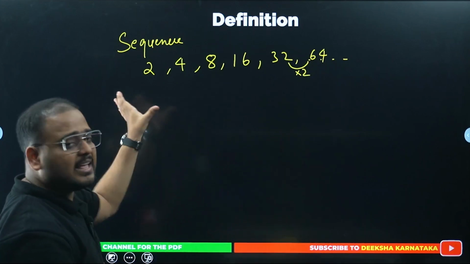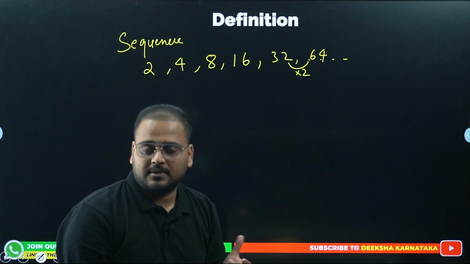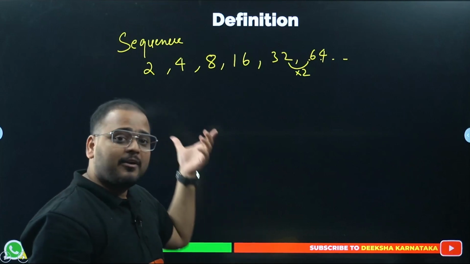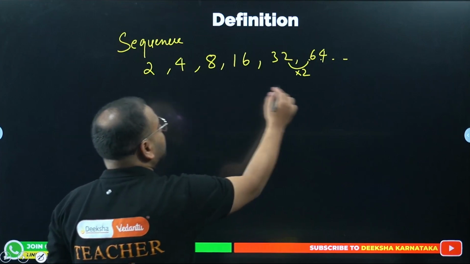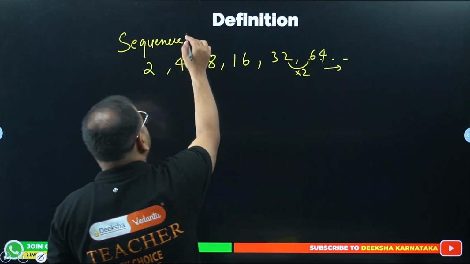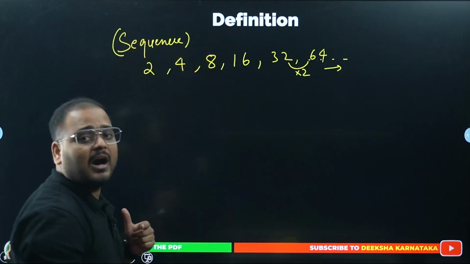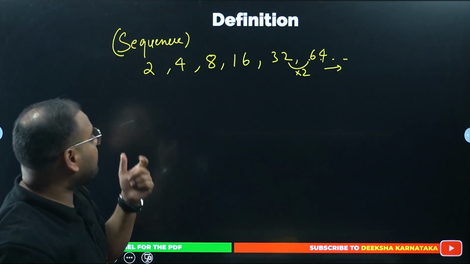So whenever there exists any type of pattern for the numbers given, for the series given, then we call that series a sequence. All right. Can we have other examples, sir?